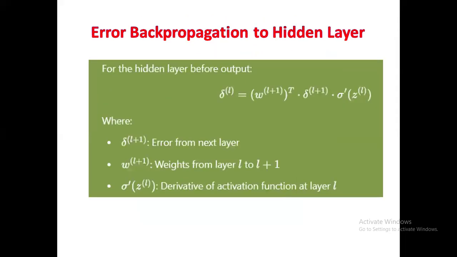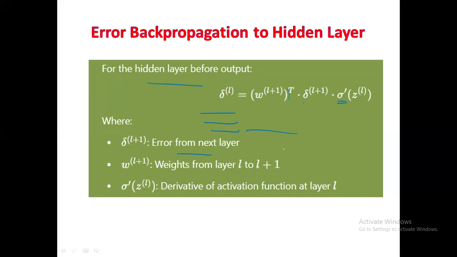And for error propagation to the hidden layers, how are we going to calculate it? For the hidden layers before the output, delta L is equal to, layer by layer we have to calculate it, W to the power L plus 1 transpose into delta to the power L plus 1 into sigma dash of Z to the power L. This delta to the power L plus 1 is the error from the next layer.